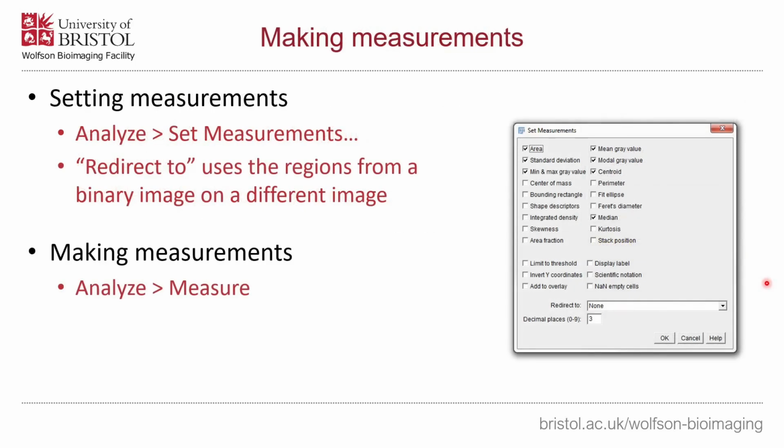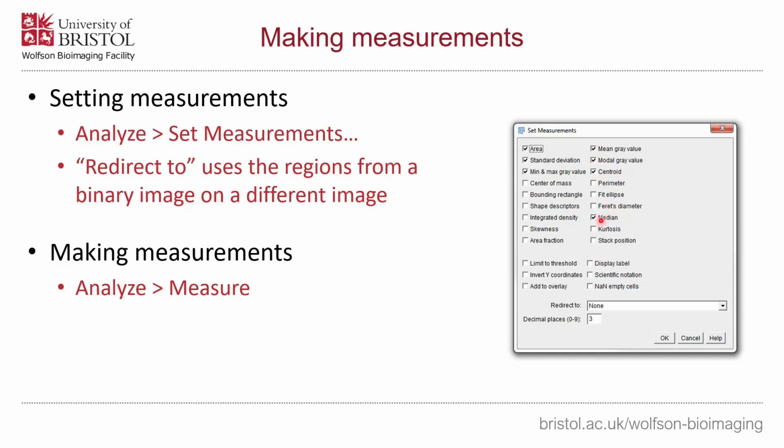Once we've got a region, we can start making measurements. In order to tell ImageJ what measurements we want to make, we can go to Analyze and Set Measurements, and you'll get this dialog up here. By default it has things like the area and I think the min-max grey value, and that's about it. However, you can enable things like centroids and medians.